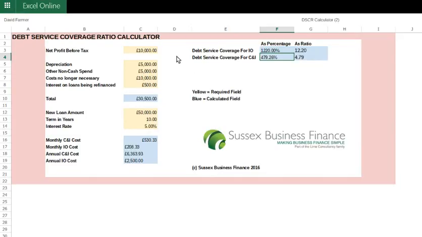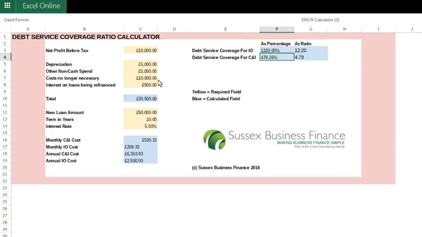What it does is very simple. It takes your net profit before tax and adds back in non-cash expenditure. So depreciation, that's a non-cash expenditure. Any other non-cash spend, that could be a variety of things. It could be one-off year adjustments, paper entries, etc. We add them back in.